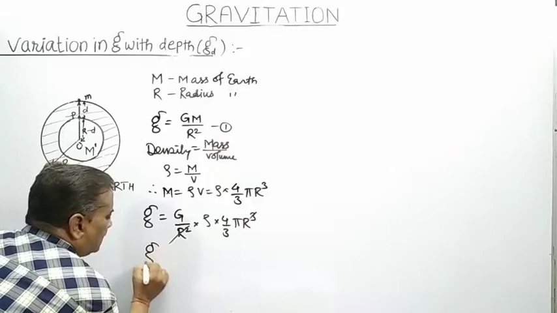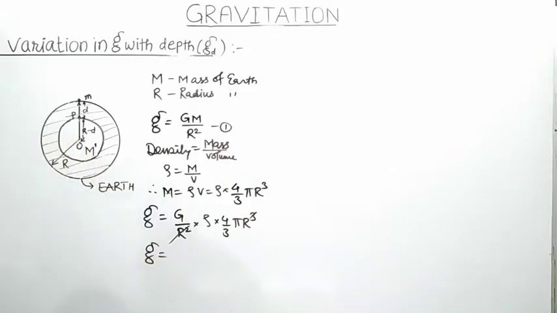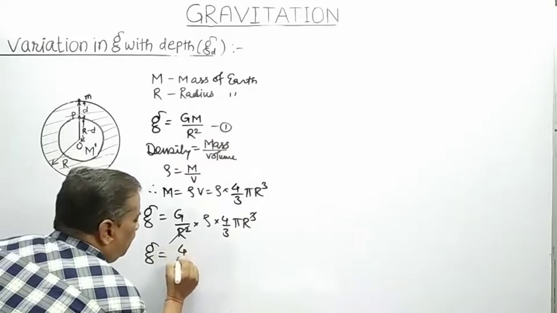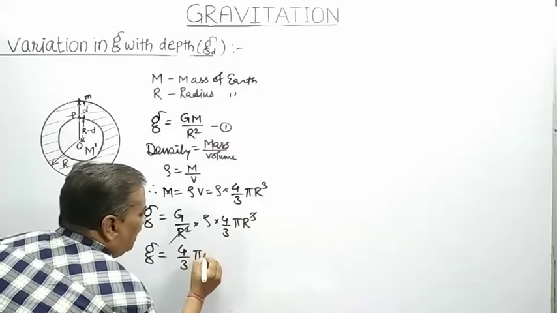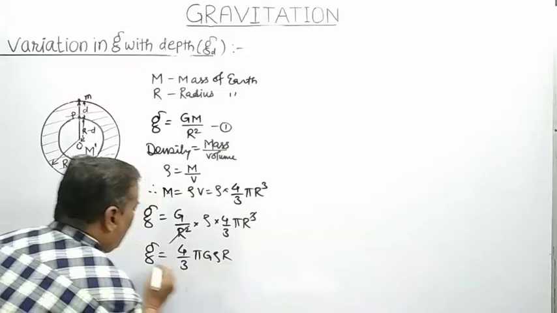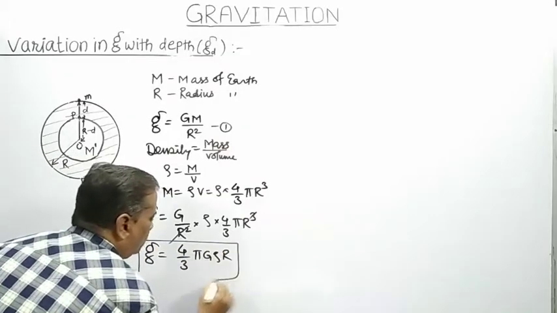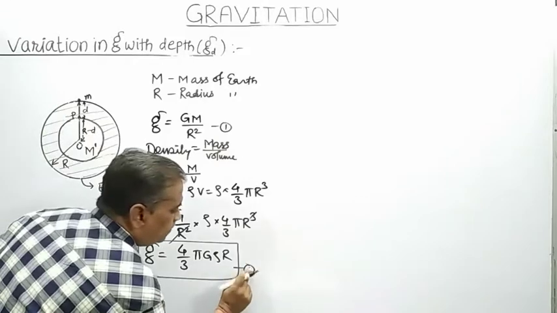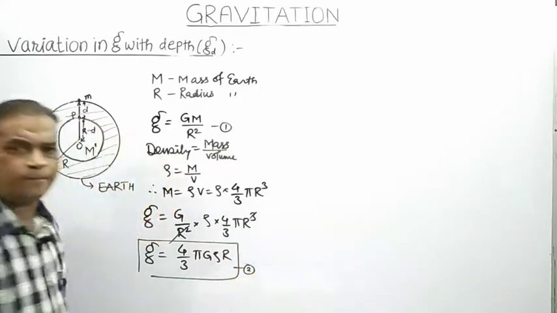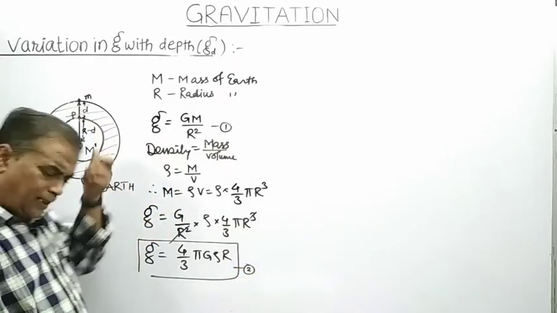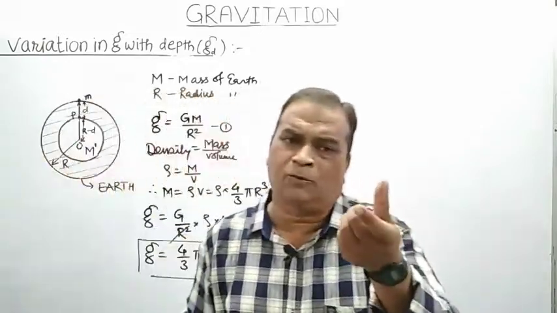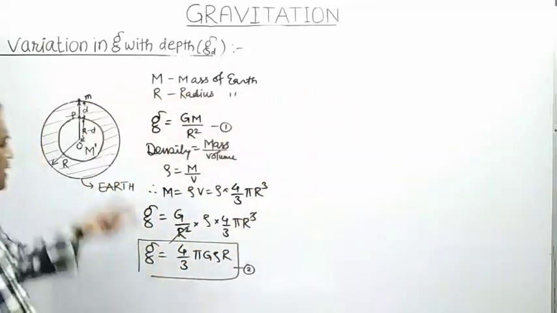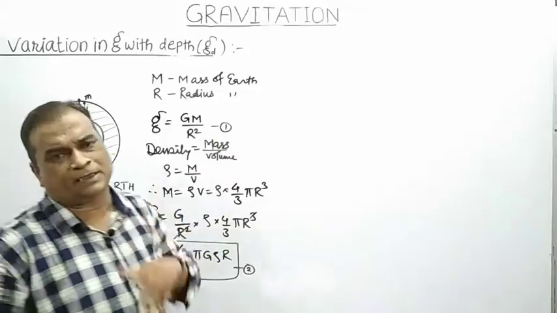So g, that is acceleration due to gravity acting on the object lying on the surface, it becomes 4 by 3 pi G rho into R. So this is equation number 2. So here we are having an expression for acceleration due to gravity in terms of density of earth, in terms of radius of earth.